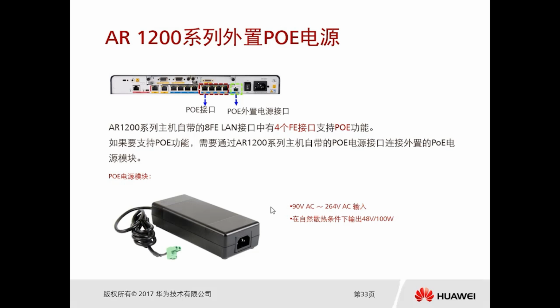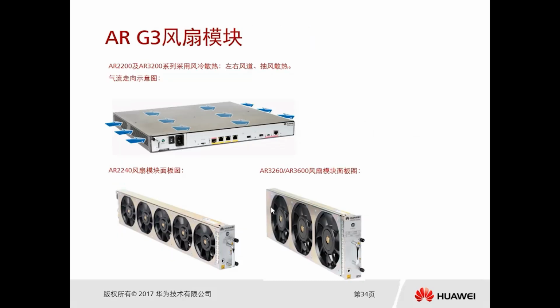So naturally, the cooling conditions can affect its output. It's just about 48 volts, so the power consumption is around 100 watts. Then, having finished talking about this power module, now let's talk about the fan module. Everyone knows what the fan is used for. It is certainly used for heat dissipation, right?